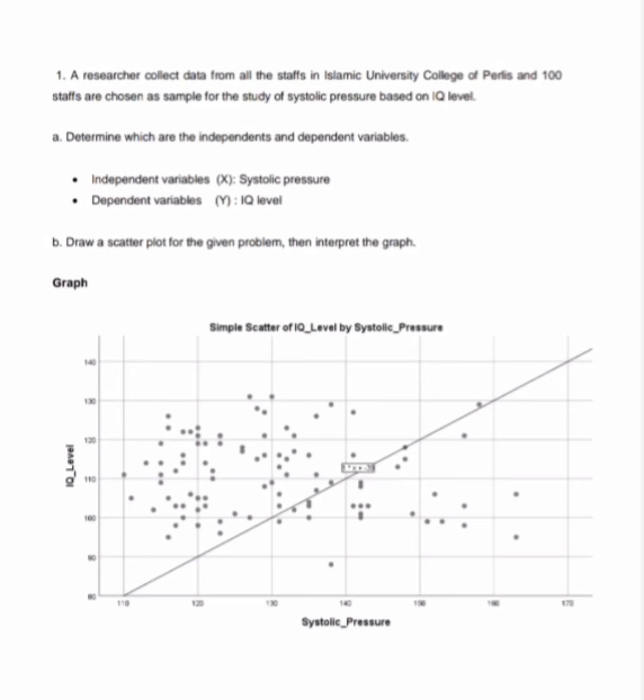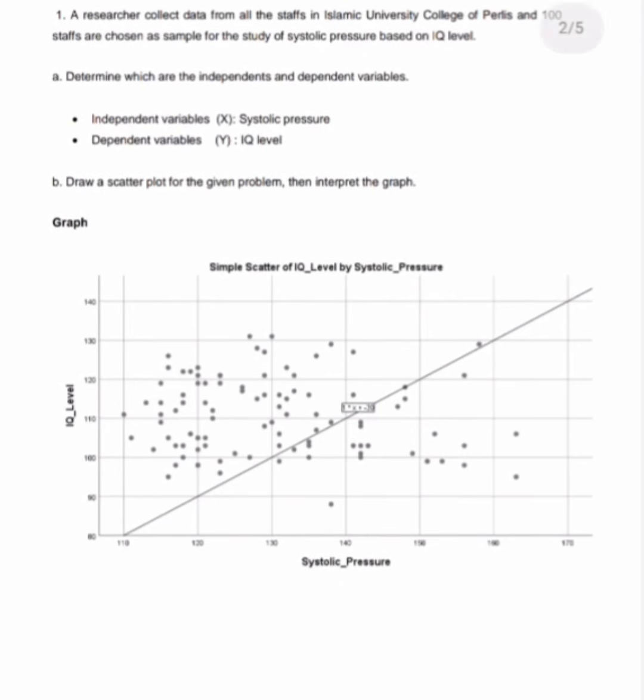A researcher collects data from all the staff in Islamic University College of Police, and 100 staff are chosen as a sample for the study of systolic pressure based on IQ level. Determine which are the independent and dependent variables. The independent variable, which is X, is systolic pressure, and the dependent variable, which is Y, is IQ level.